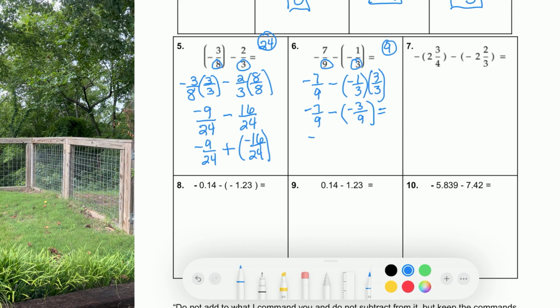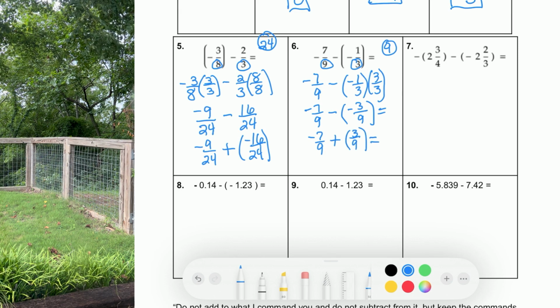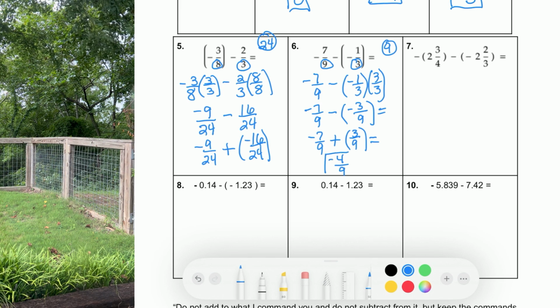At this point, I'm going to do the keep it, change, change. And you'll notice we now have different signs. We have a negative and a positive. So we need to take the difference, which is a 4 over 9. The 7 is greater, so our number is negative 4/9.